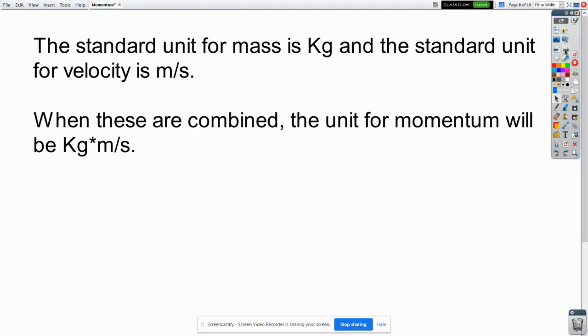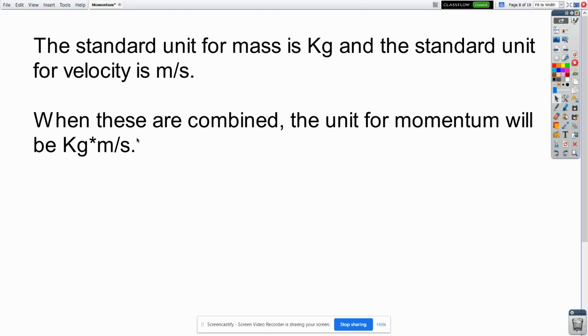The standard unit for mass is kilograms. The standard unit for velocity is meters per second. So when you do the equation for momentum, masses should be in kilograms and velocity should be in meters per second. If they're not, you may want to consider changing those. When they combine together, we get a combined unit for momentum.